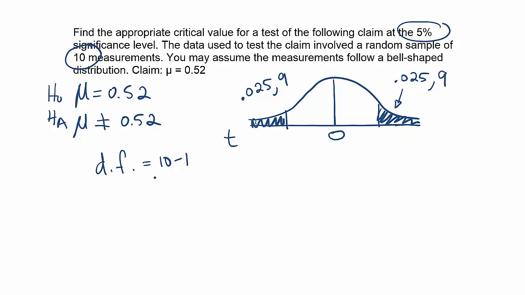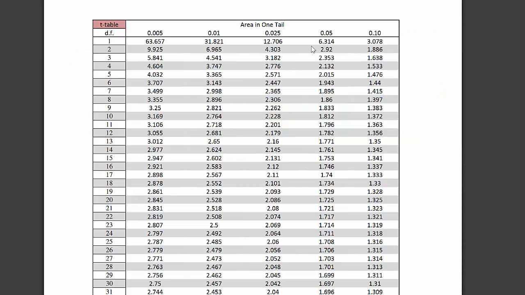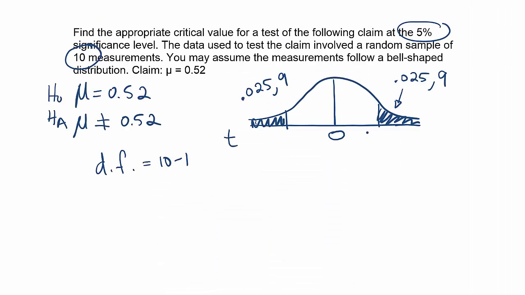Let's go to the t-table then to find the corresponding critical value. So here we are in the t-table, we're looking at 0.025. We're going to come down to where we have 9 degrees of freedom, and we get the answer 2.262. So that means this part here is 2.262, or that's the beginning of that rejection region. And this one over here is negative 2.262, right? So this is the t critical value we just found.